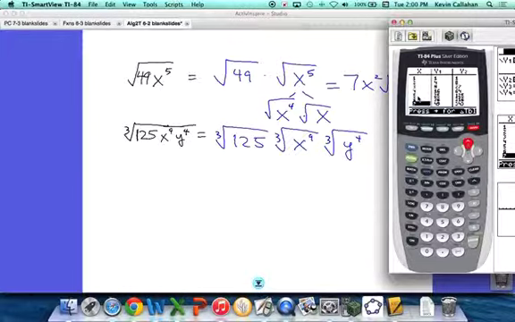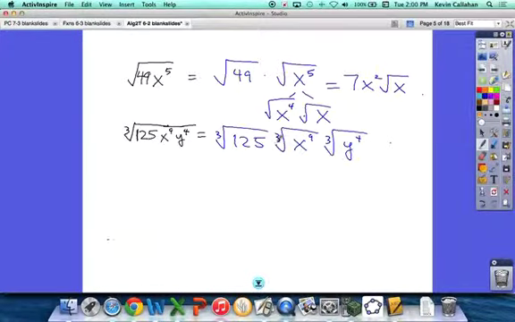Okay, now this. Well, what about this, the third root of x to the ninth? Is 9 divisible by 3? Yeah. So yes, we don't have to break that apart. What about the third root of y to the fourth?